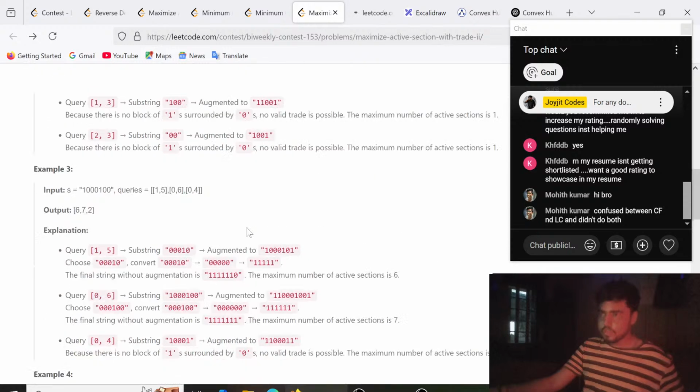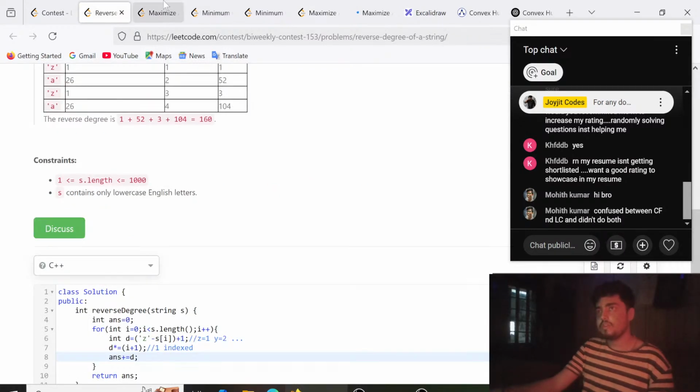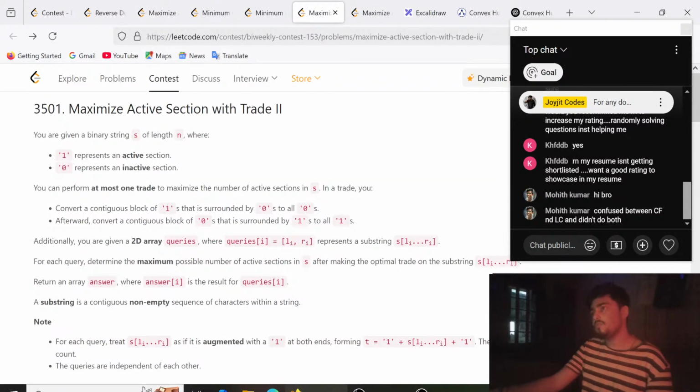Okay, so first let's understand what the next problem is. If you are rewatching it and don't know about it, or if you are just coming now, just go back to the point where I was explaining the second question. Oh, sorry, this one. Because this is the advanced version of this. This was state 1, this is state 2.